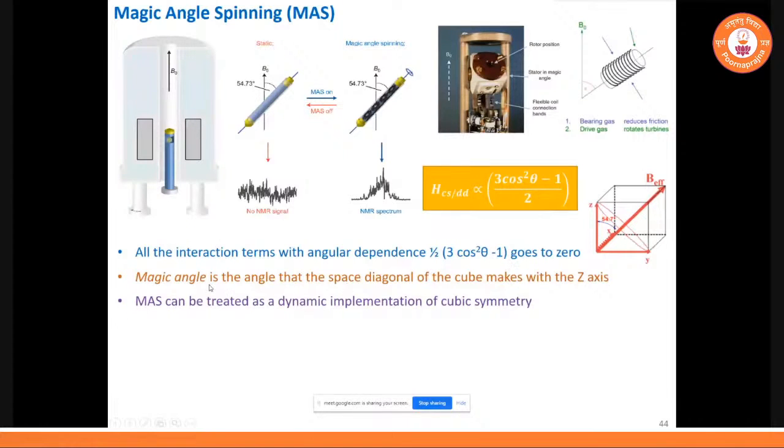And in simple terminology, it's nothing but the space diagonal in a cube. That means magic angle spinning brings symmetry into the system.